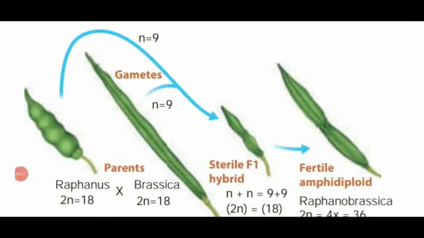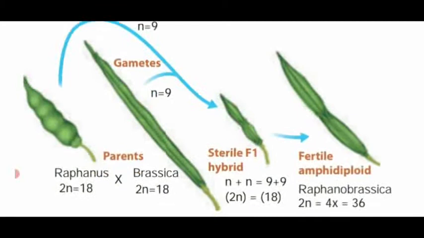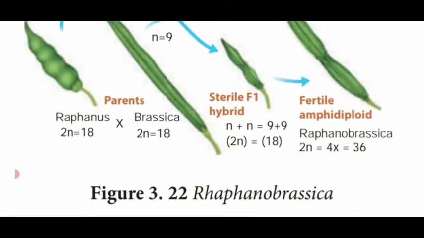Dear students, this is example 1, allopolyploidy, we have seen in the previous video class. Raphanus and Brassica, which produced the Raphanobrassica. The scientists expected the root of radish and the leaves like cabbage, but the result was vice versa. That means leaves of radish and root of cabbage appeared. So the scientist Karpechenko was disappointed.